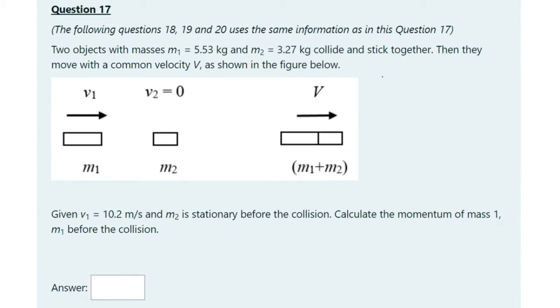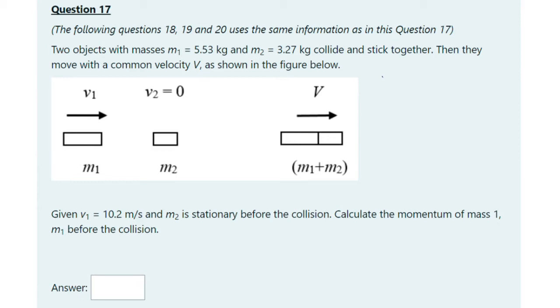Two objects with masses m1 is equal to 5.53 kilogram and m2 is equal to 3.27 kilogram collide and stick together. Then they move with a common velocity v as shown in the figure below. Given v1 is equal to 10.2 meter per second and m2 is stationary before the collision, calculate the momentum of mass 1 before the collision.